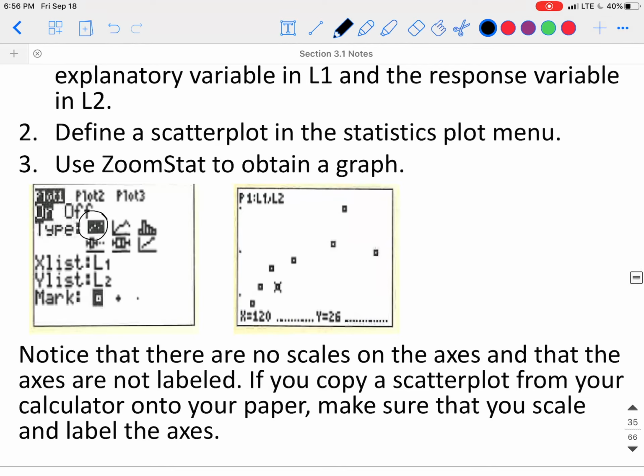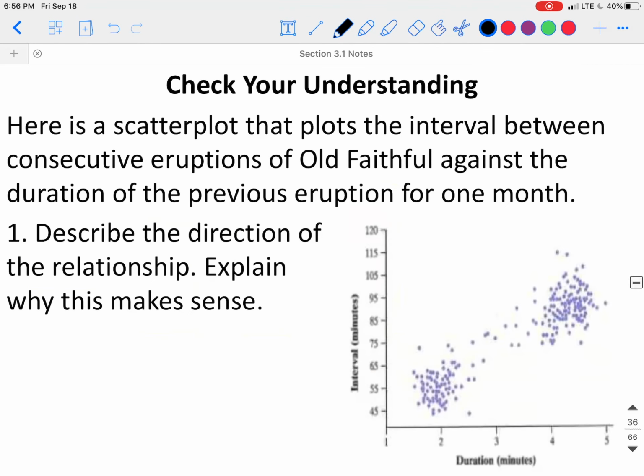Notice that if you graph this, you're going to hit zoom and then zoom stat, which is number 9. On your calculator, there's not going to be any scales on the axes, and the axes themselves are not going to be labeled. So if you copy the scatter plot onto your paper, make sure that you add the scale and label your axes appropriately.